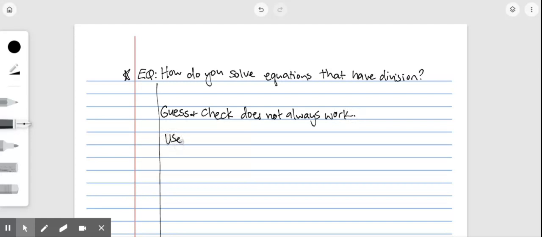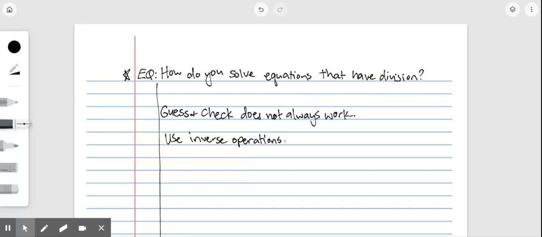Use inverse operations, okay? Yesterday I was helping a lot of people and I noticed that people were like, well, I guessed this number and that's how I got it. Or I knew that these two numbers multiply together. You have to use inverse operations, okay? Because you are not going to be able to just guess and check all the time.